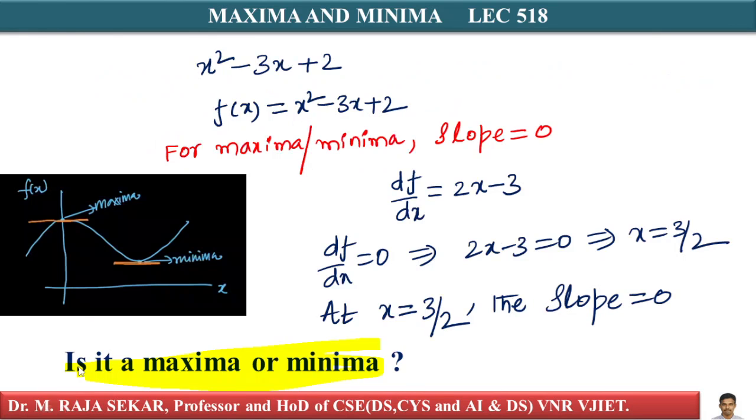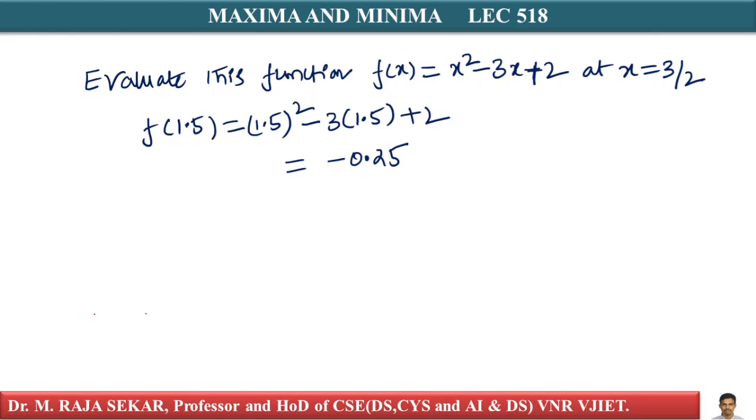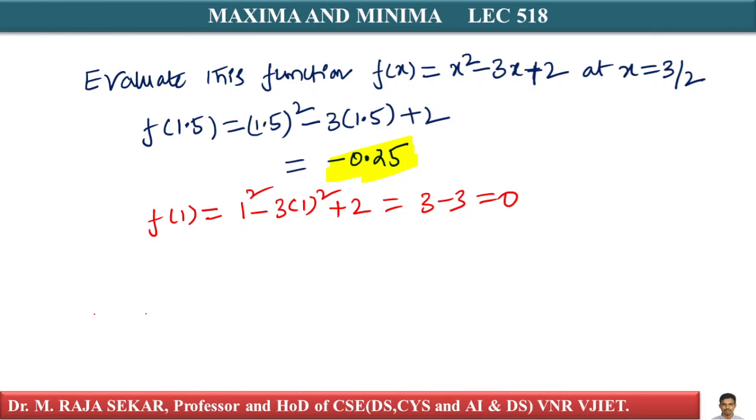The simplest one is, if I evaluate this function f of x at x equal 3 by 2, that is 1.5. If I calculate this value, what am I getting here? I am getting minus 0.25. I will take a value close to 1.5. Let it be 1. If I take f of 1, this 1 is close to 1.5. What are you getting here? F of 1 equals 0.